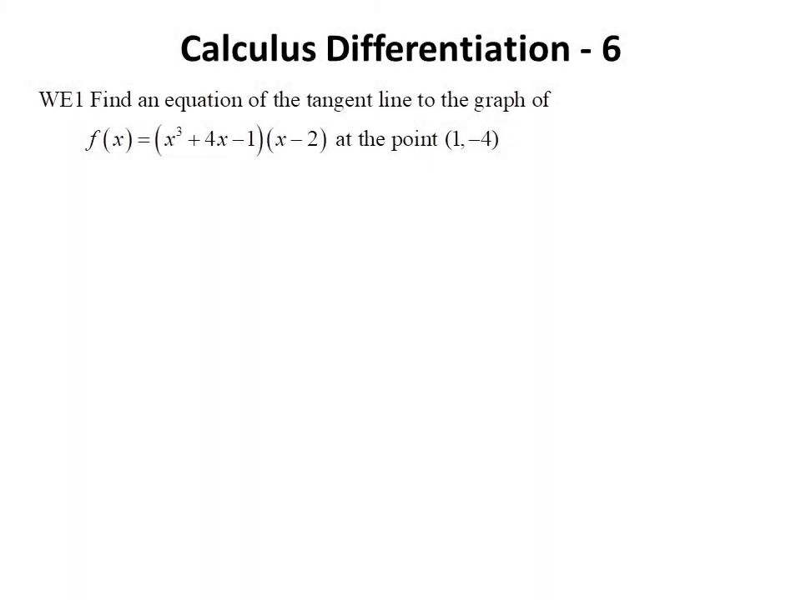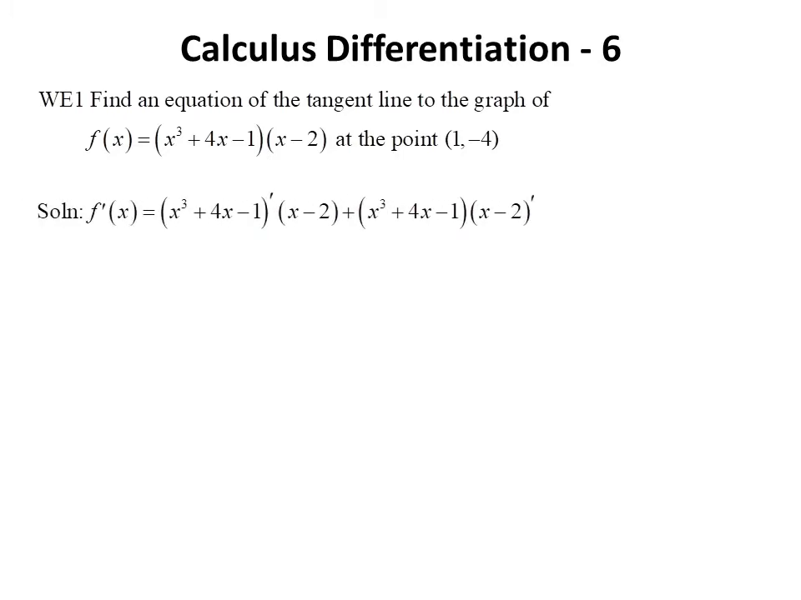Welcome to the series of differentiation, and this is the 6th session of this series. Here, example 1 is to find an equation of the tangent line to the graph of f of x at the point 1, -4. Since f of x equals the product of x cubed plus 4x minus 1, all in parentheses, and x minus 2, all in parentheses, the differentiation product rule is used to find its derivative.